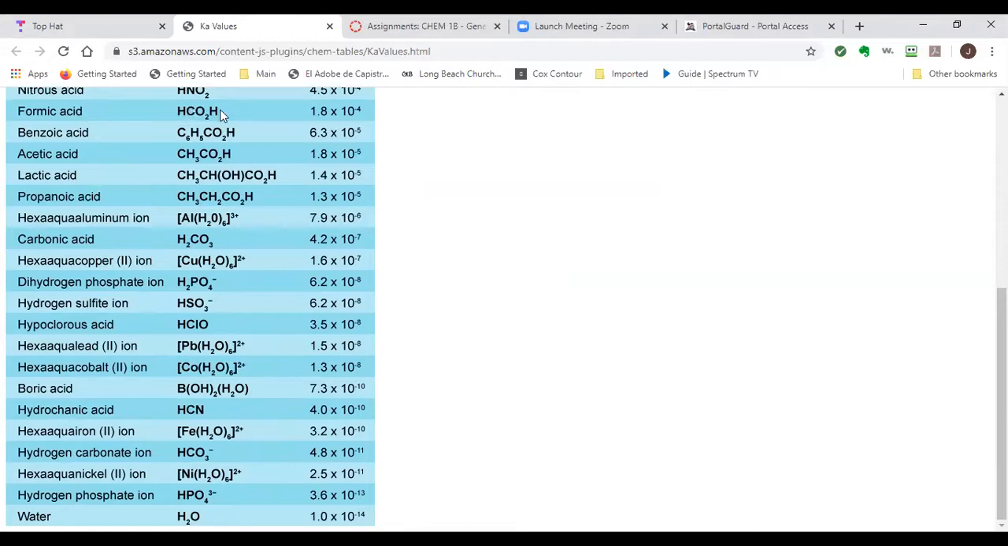Notice they wrote it a little different than the way I wrote it. 1.8 times 10 to the negative 4. Okay, so this is probably the place where you can go to find these values if the question that you're dealing with does not provide them for you. All right. Okay, so let's go back to our problem here that we were doing.